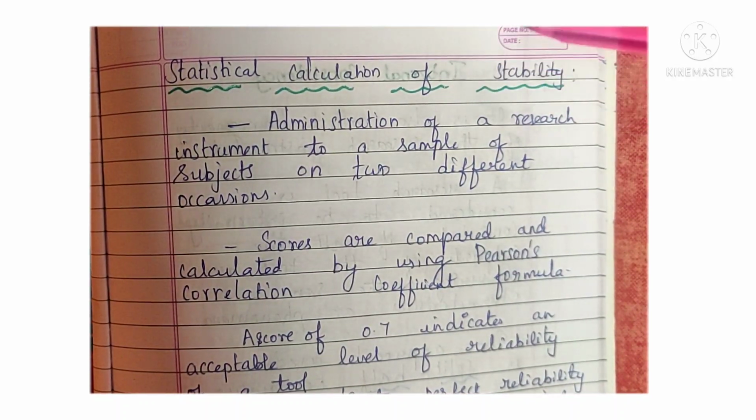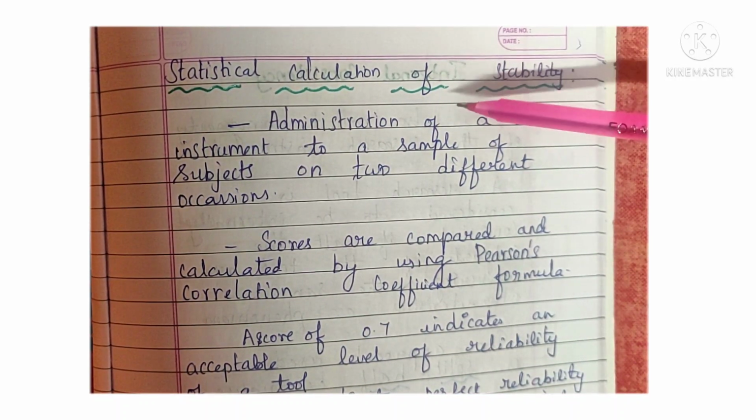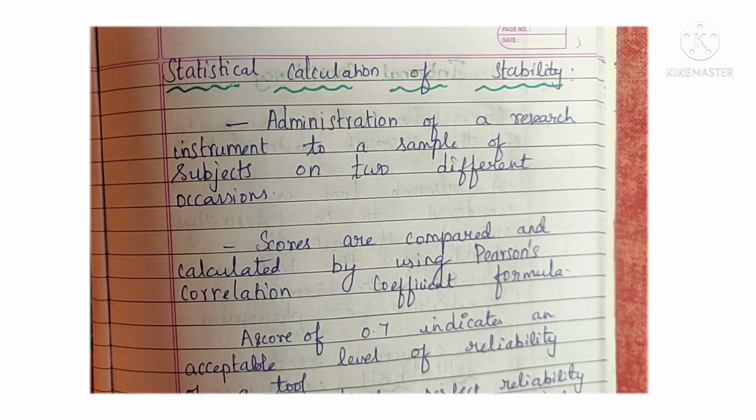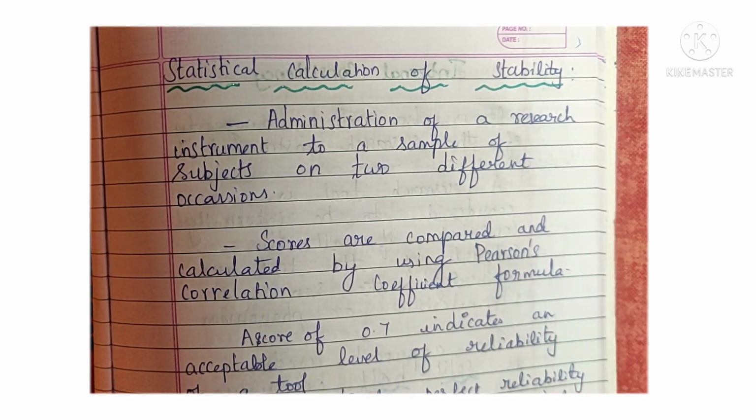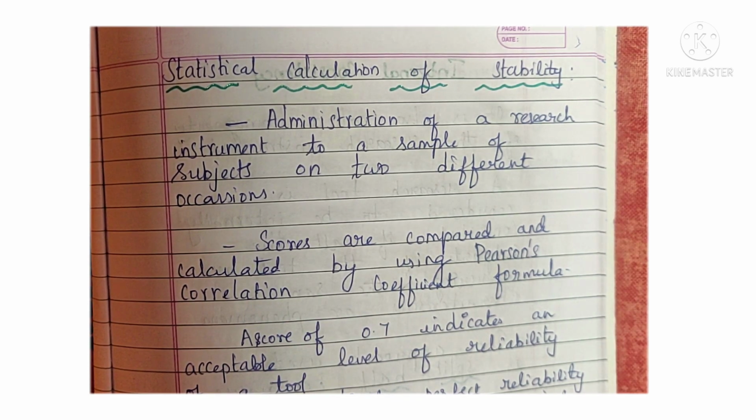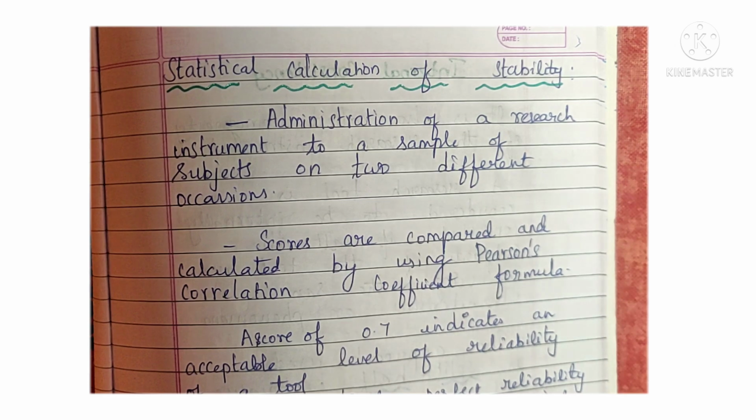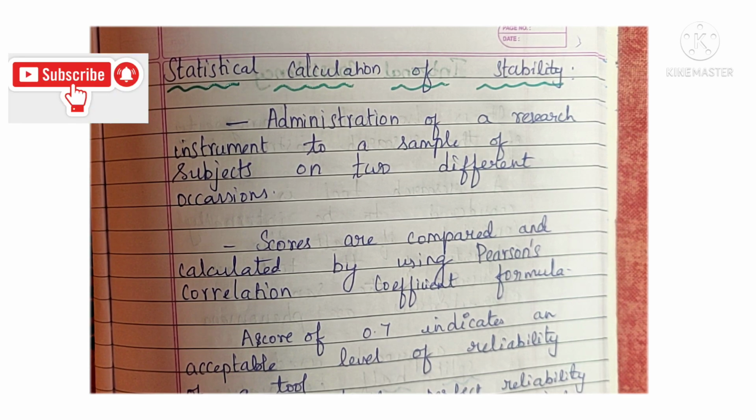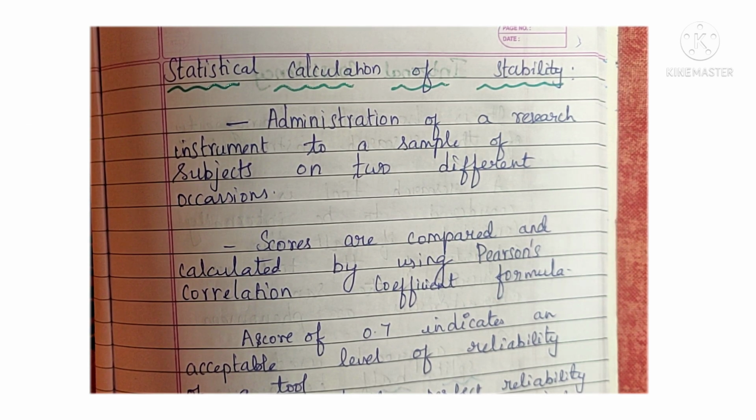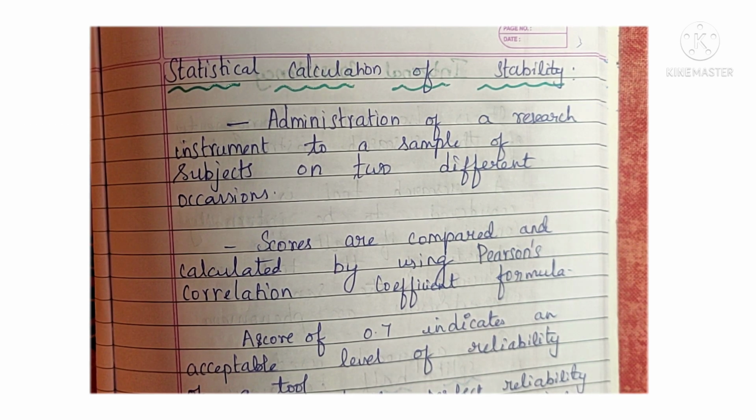Next is the statistical calculation of stability. What is this statistical calculation of stability? I am telling you the test-retest method, so how will you compare the results? By using statistical methods. What statistic is best suited for testing reliability? To compare or correlate, the best method, which we have already learned, is Karl Pearson's coefficient of correlation. I have already posted a video on it. You can watch our channel playlist, or I will give the link in the description box. You can go and see it.